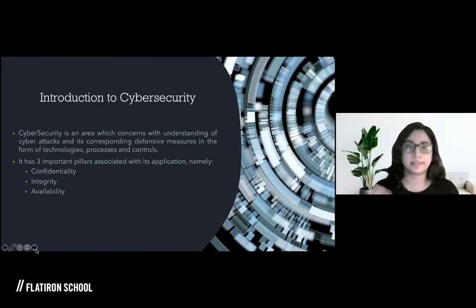Availability means, let's say, one of the simplest examples: you are accessing Facebook. Everybody can access Facebook or google.com. If any day you're not able to access them, it means availability has gone. So availability ensures that whatever information you should have access to, you are able to access it. And cybersecurity ensures these three pillars while we implement any technology, processes, and controls.